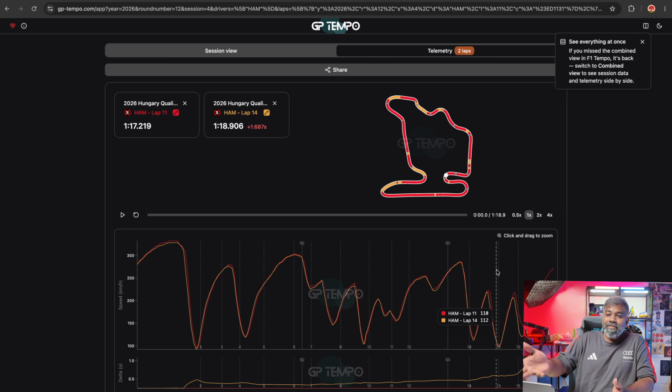So yeah, this site is called gp-tempo.com. You will have tons of fun analyzing data, but you also can analyze data from 2 different years as well. So if you want to compare this year's lap to previous year's lap as well, you can do that. So this is data level 2.